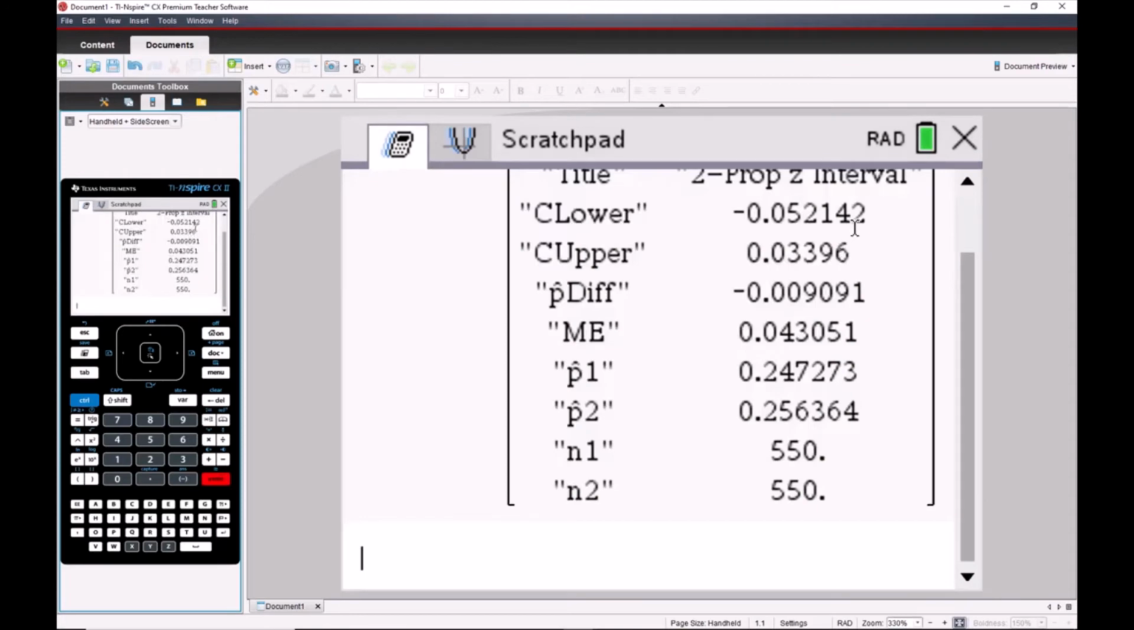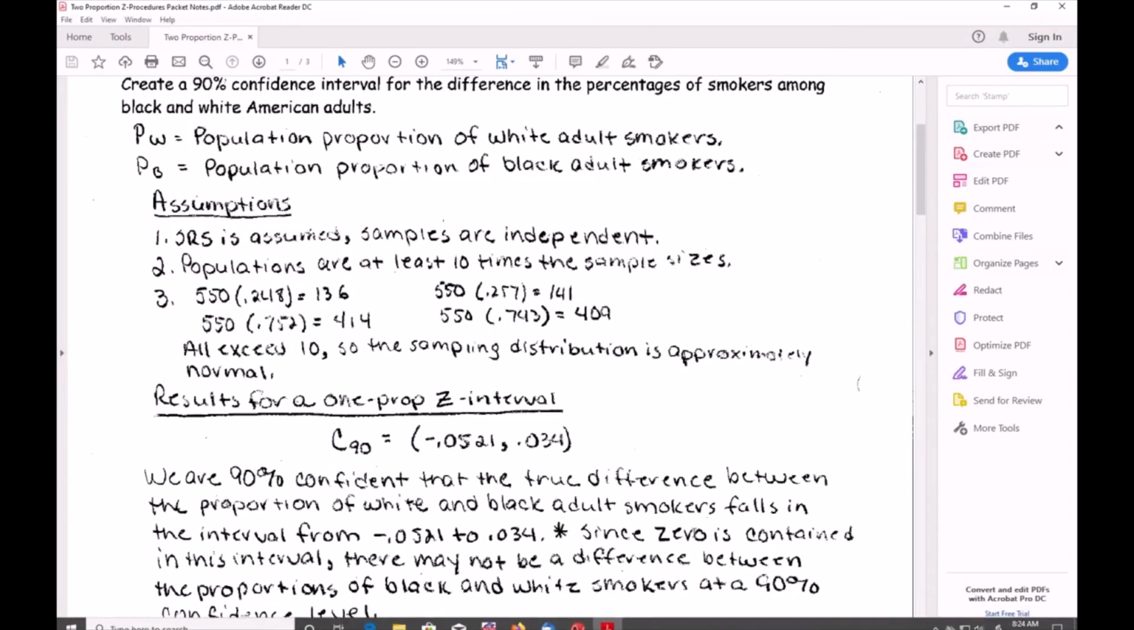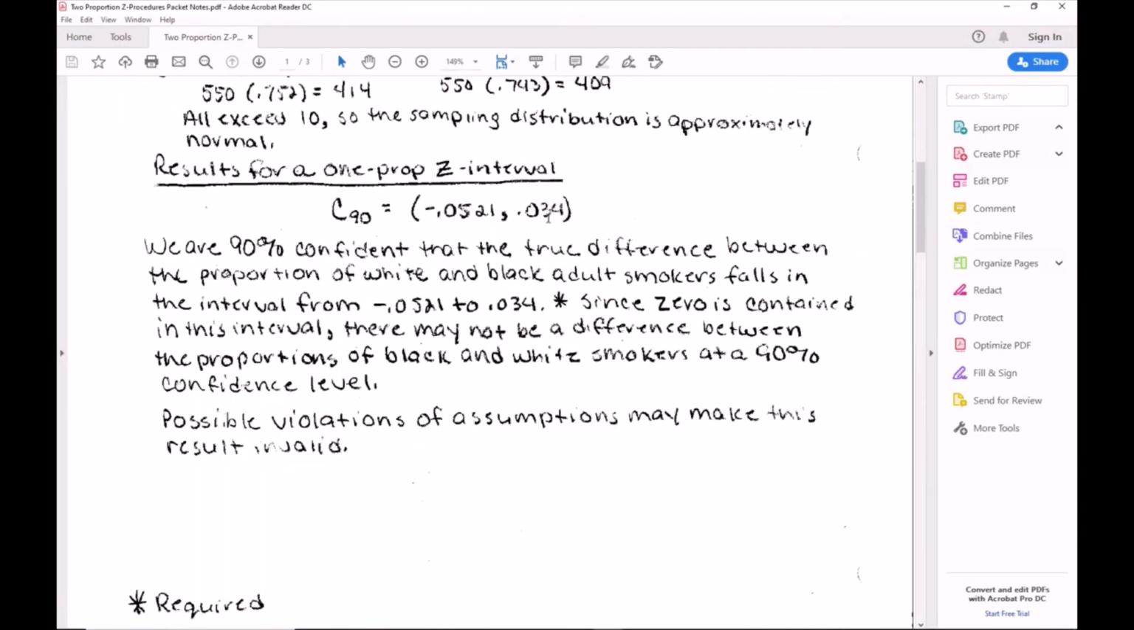All right, all we need is the lower and the upper portion of that confidence interval. We don't really need to report anything else. So let's just move on from here, and let's get this back up. All right, so that's where these two numbers come from. And 0 is in there, right?